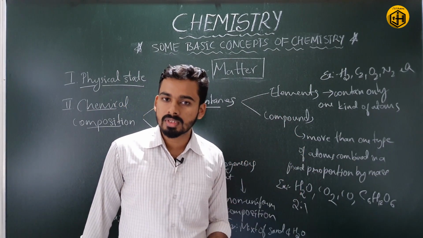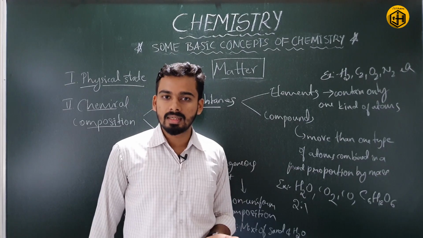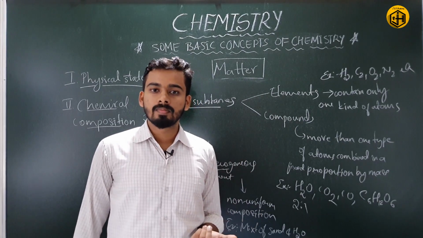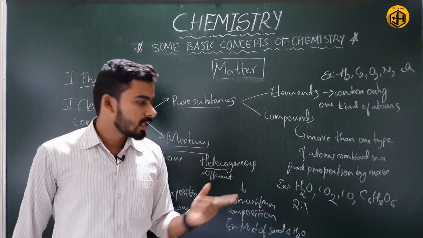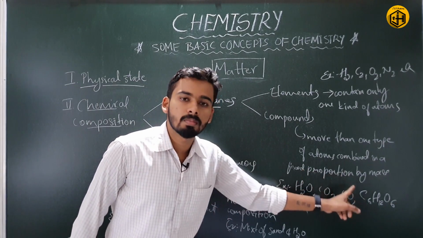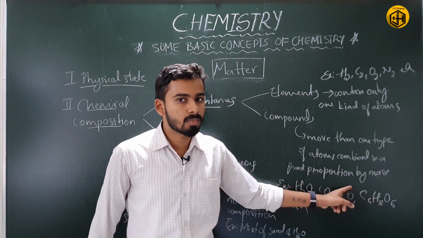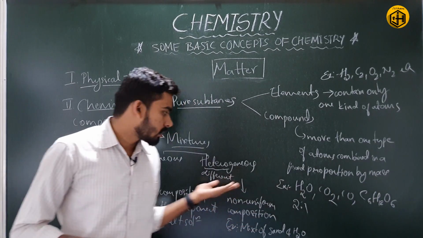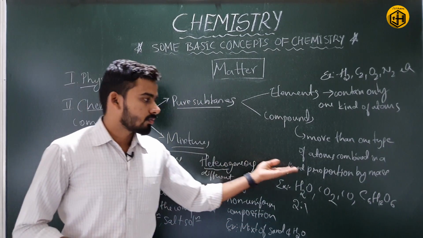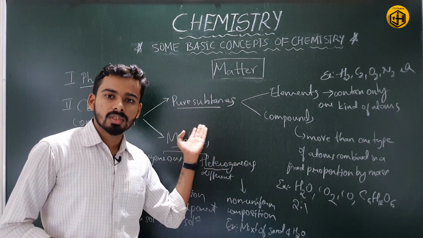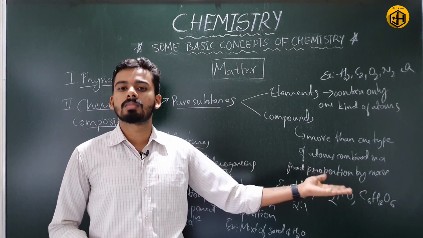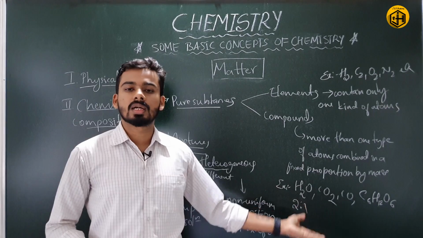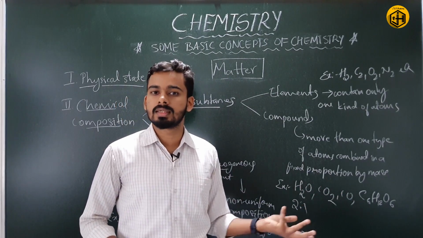Compounds are also pure substances but they contain more than one type of atoms and they are combined in a fixed proportion by mass. That is very important. Without a fixed proportion, they will become mixtures. In order for a compound to become a pure substance, there should be fixed proportion by mass. Example: water, carbon dioxide, glucose, carbon monoxide, etc.